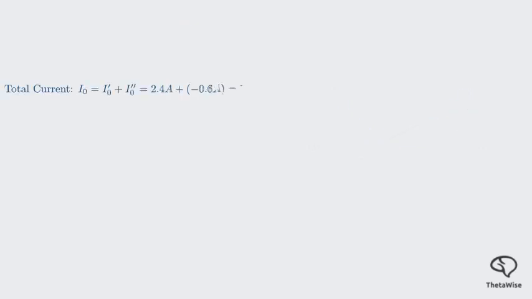I0 is I0 prime plus I0 double prime. That's 2.4 amps plus negative 0.6 amps. Our final answer is 1.8 amps. Superposition allows us to solve a seemingly complicated circuit by solving two much simpler ones.